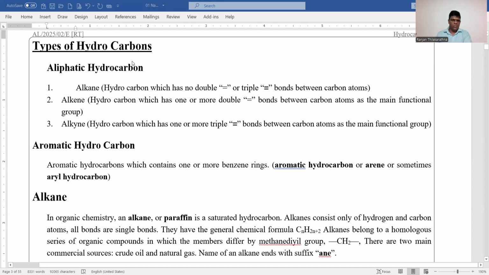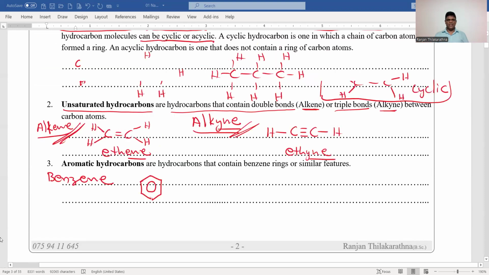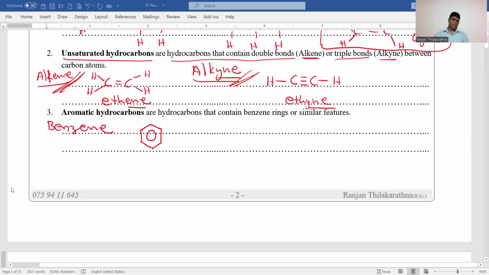Right, the types of hydrocarbon. We call them aliphatic hydrocarbons and aromatic hydrocarbons. Basically, we have aliphatic and aromatic. Aromatic means the compounds having these kinds of rings. You may have already seen many such compounds. Even if you go through your past papers, I will show you a past paper, you can see that those questions consist of rings like that.